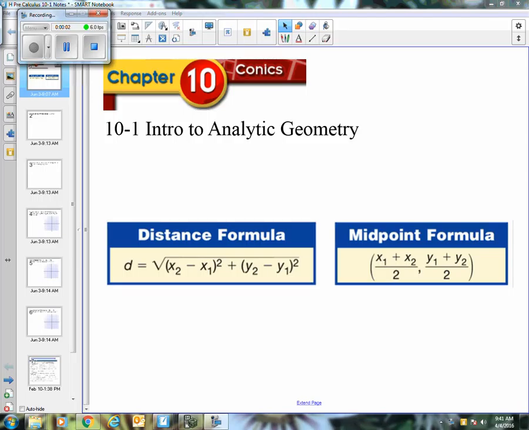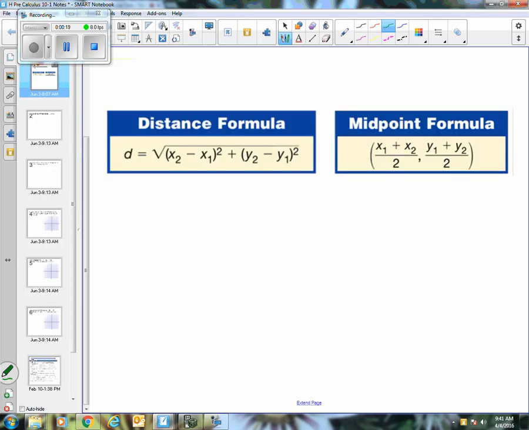Okie doke, folks. We're going to take a look at a little bit of analytic geometry, or what some people would call coordinate geometry. So being able to do things involving geometric shapes and figures in the coordinate system, with ordered pairs and graphing them. Two of the biggest formulas that we use throughout all of our shapes are the distance formula and the midpoint.